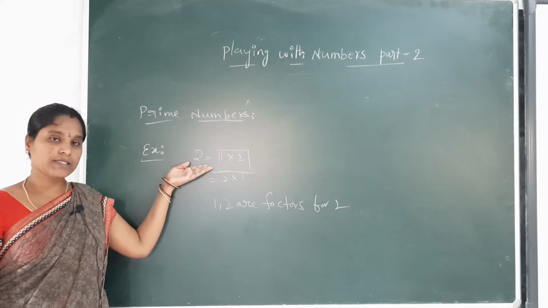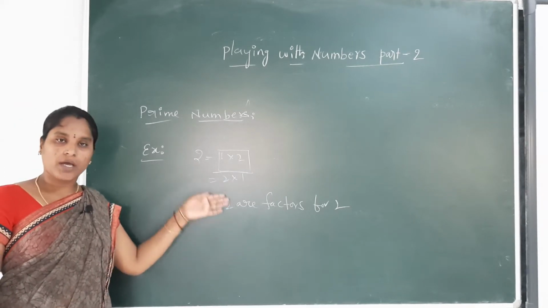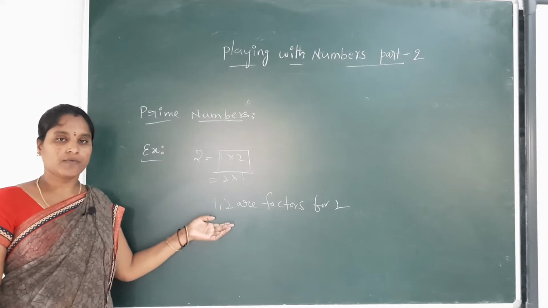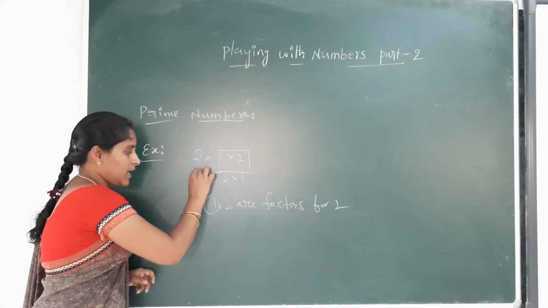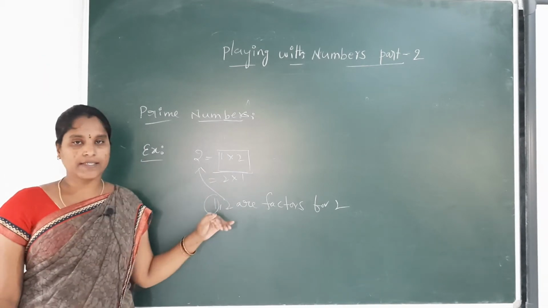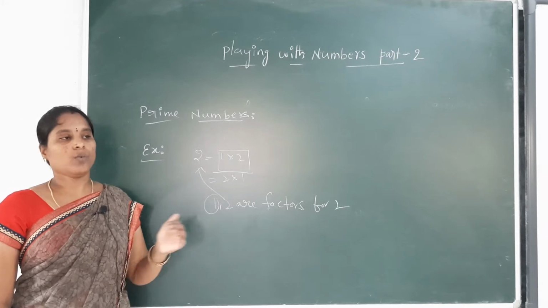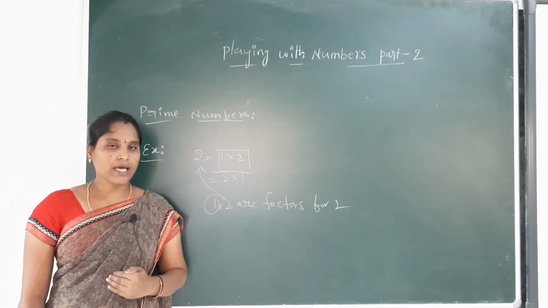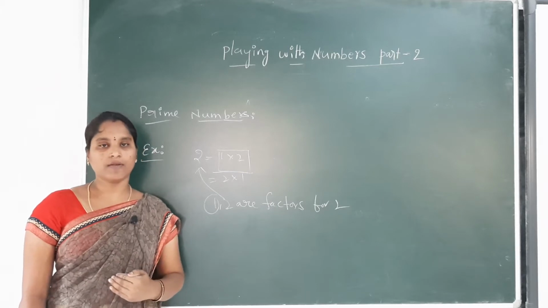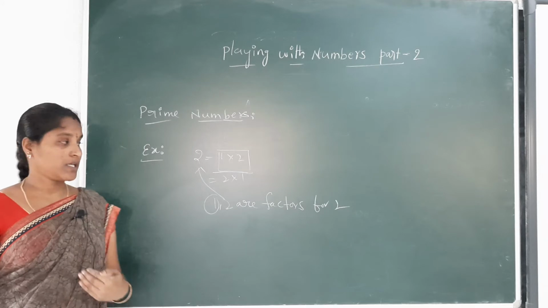For 2, the factors are 1 and 2. 2 has only 2 factors here. What are the 2 factors? 1 and itself. One factor is 1 and the other factor is itself. Numbers like these we call prime numbers. Only having 2 factors, that are 1 and itself, then we call them prime numbers. We are going to check some other numbers.